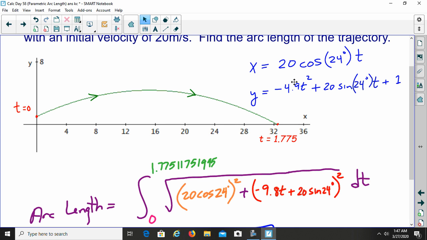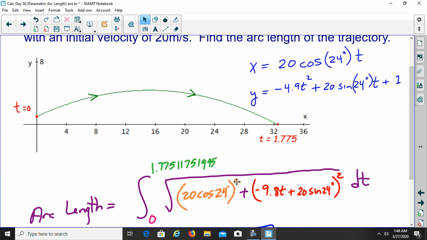Just note that I know you're used to the derivative of cosine being negative sine, but this is cosine of a constant. So we're not actually taking the derivative of cosine, we're taking the derivative of some coefficient times t to the first, which would just give us the coefficient. So the derivative of 20 cosine of 24 degrees t is just 20 cosine of 24 degrees without the t on it.